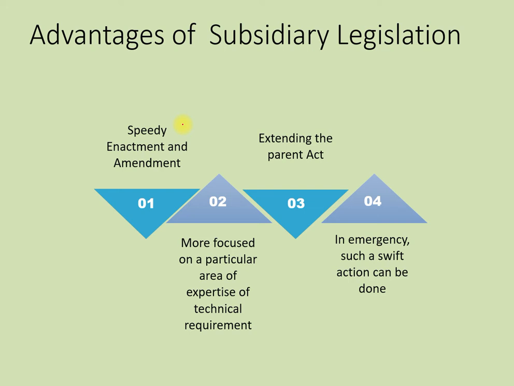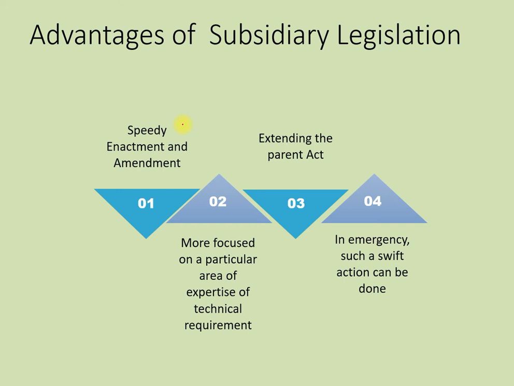Apart from a minister, other bodies of authority can also make law. For example, a local authority can also make law, also called regulation, under the Local Authority Act. But bear in mind that their regulation cannot be above the Parent Act. That is a very simple rule, extending the Parent Act.